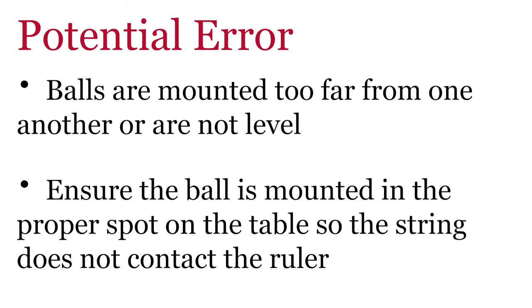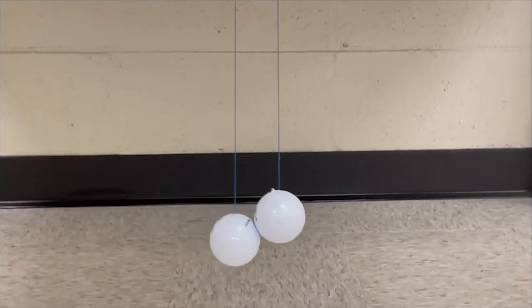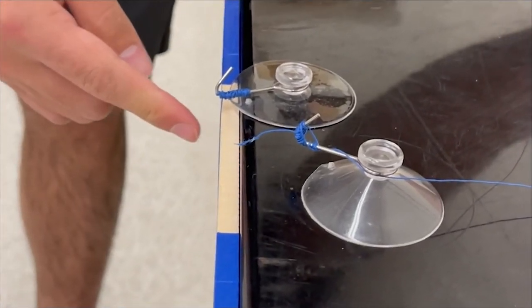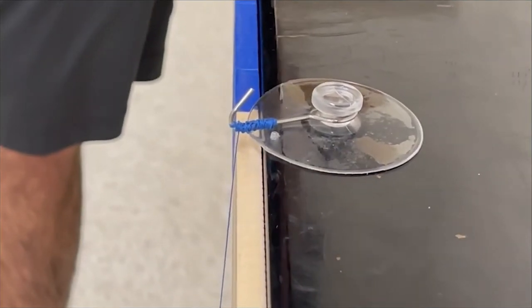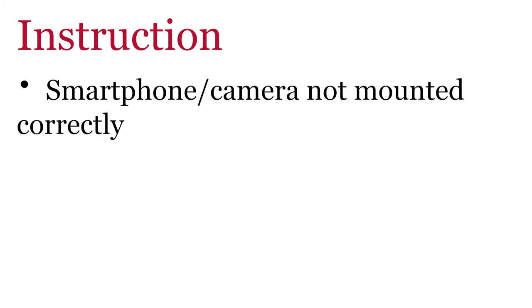While performing the experiment, keep in mind the likely sources of error in the experiment. Balls mounted too far from one another or not quite level to one another might cause a deviation from the circular movement we want to analyze from the pendulum system. A string contacting the table results in friction, which will cause energy loss from the system in the form of heat, resulting in inaccurate results as energy leaves the system in a way that isn't accounted for.